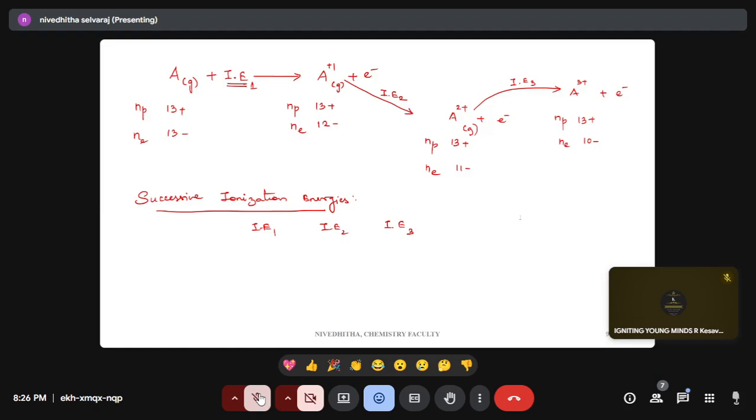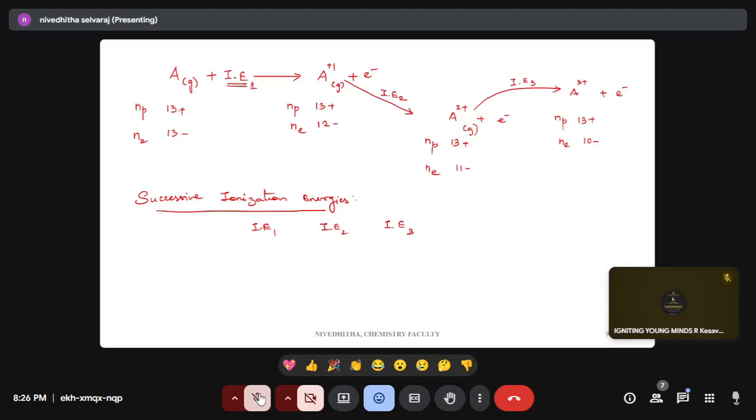What is first ionization energy? Amount of energy required to remove the electron from an atom. What is second ionization energy? Amount of energy required to remove an electron from positively charged system. Okay, which is easy and which is difficult?